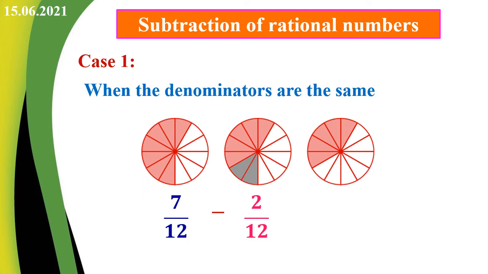See here, totally there are 12 parts. 12 is the denominator. First we colored 7 parts only. Then 2 parts were erased. So here the denominator is the same, so 7 minus 2 is 5. So we get 5 by 12. Here the remaining colored parts are 5. This one is an example of the subtraction of rational numbers with the same denominators.